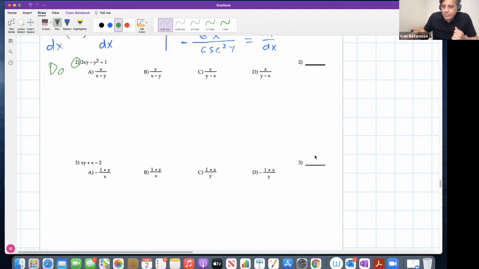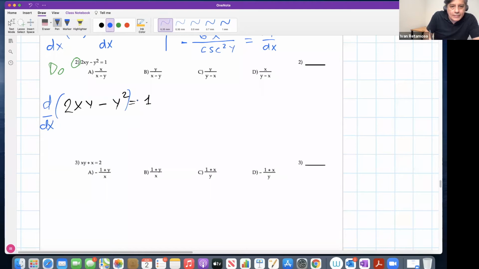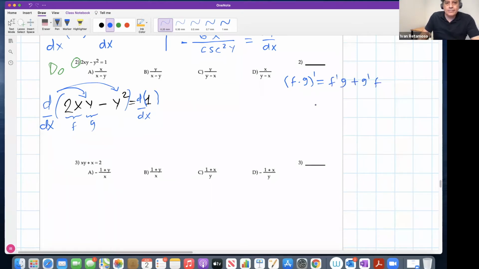Can you try to do number 2? I'm going to give you the hint and then I will let you work, okay? This is the equation that defines the implicit function y. First step, you have to take the derivatives on the left side and on the right side. And for that, distribute and then use the product rule for this. For the product rule, this will be your f, this will be your g. Product rule: f times g, derivative is f prime g plus g prime f. Use that for this part when you distribute.